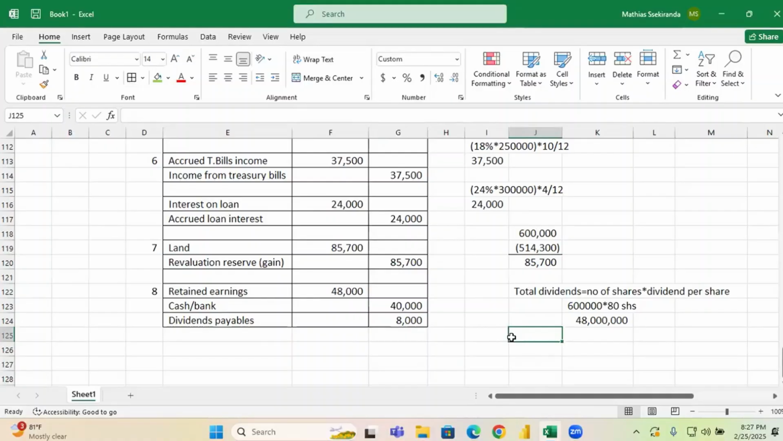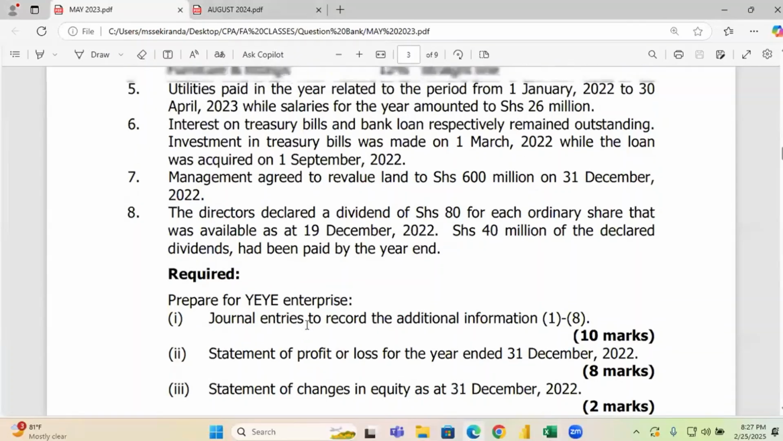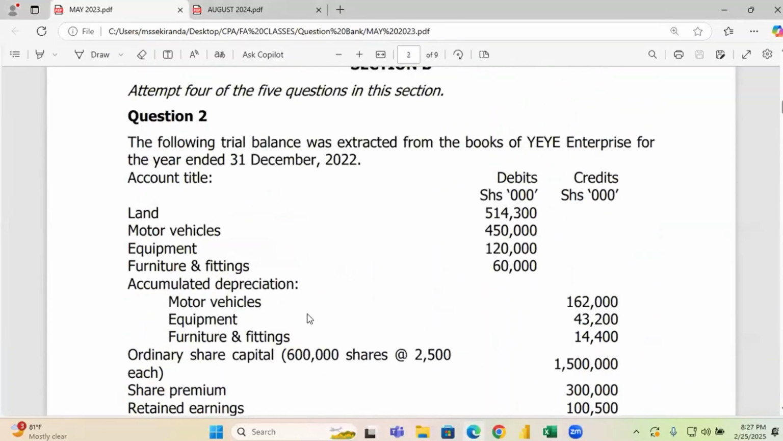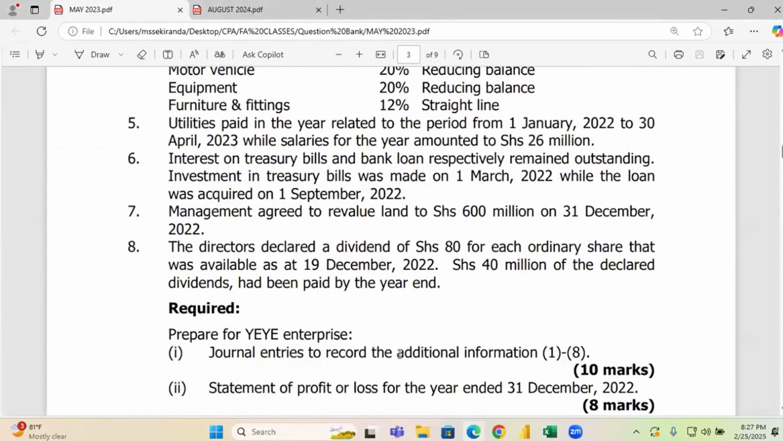The 48 million is the amount of dividends that has to be paid out. How do you get it? Number of shares that are meant to receive the dividend times the dividend per share. The number of shares meant to receive the dividend are the 600,000 shares, because they told you the shares that receive the dividend are only those that were available as at 19th of December 2022.